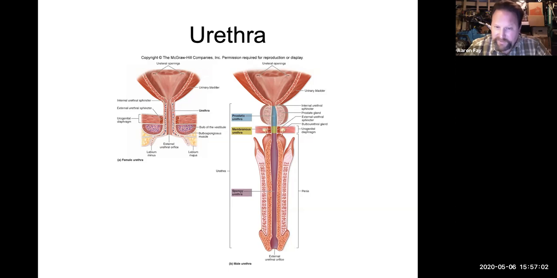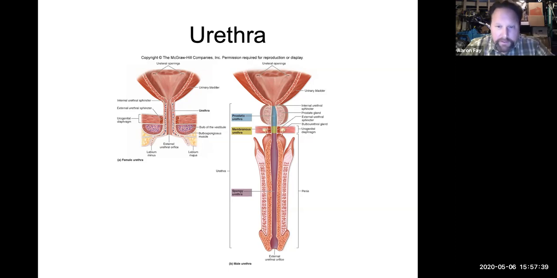The reason the spongy urethra is called spongy urethra is because of this tissue right here, which we haven't talked about yet. This is called the corpus spongiosum. It is one of the erectile tissues of the penis that can basically swell with blood. It absorbs blood like a sponge, so that's why they call it spongiosum. This is the part of the urethra that passes through it, so they call it spongy urethra. We'll talk more about these structures once we cover male reproductive anatomy.